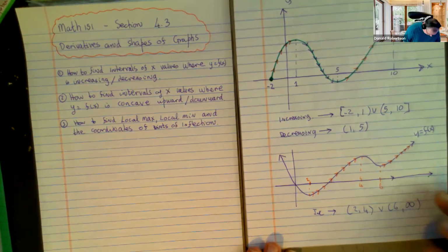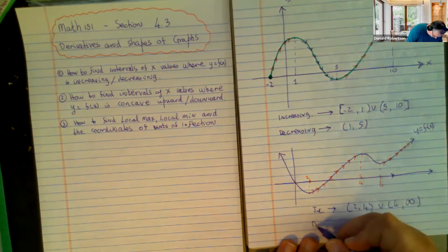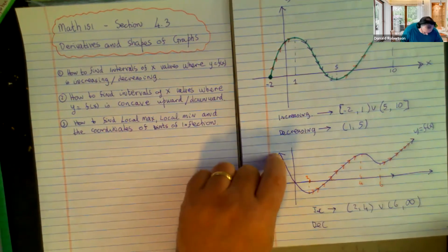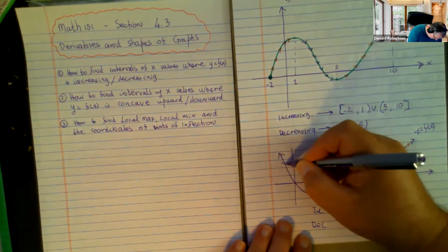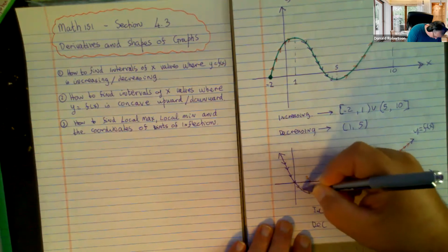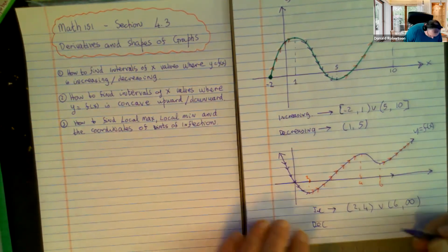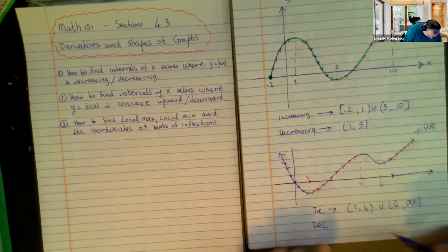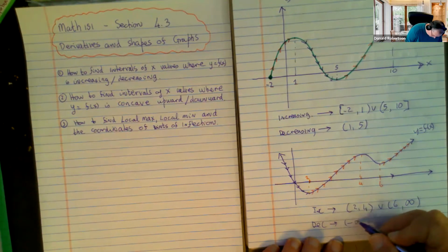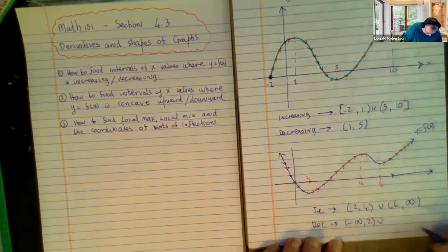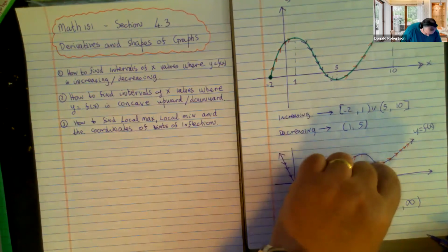This function is decreasing here. As you travel from left to right, you're going downhill. So that's from negative infinity to 2. Union. And then a little baby decrease from 4 to 6.